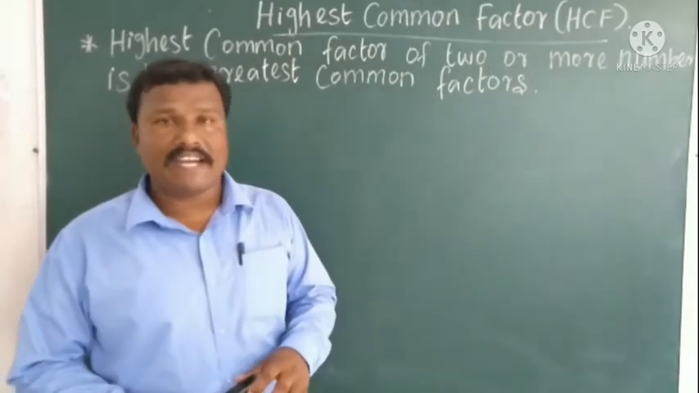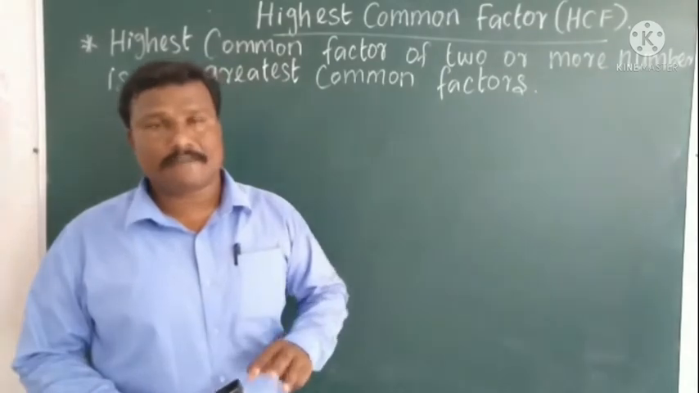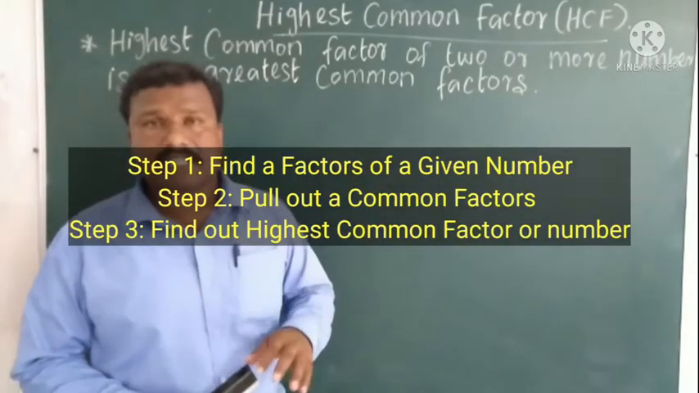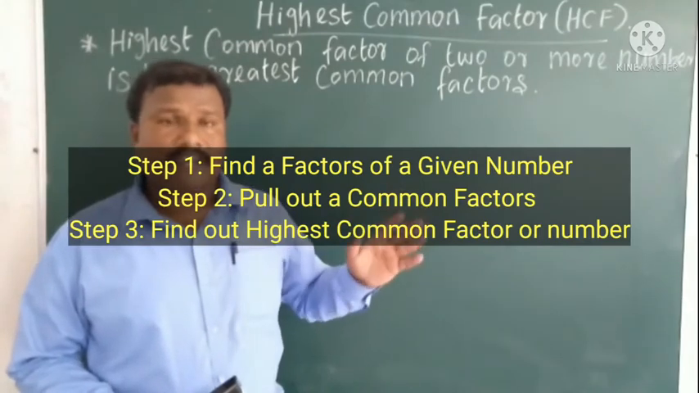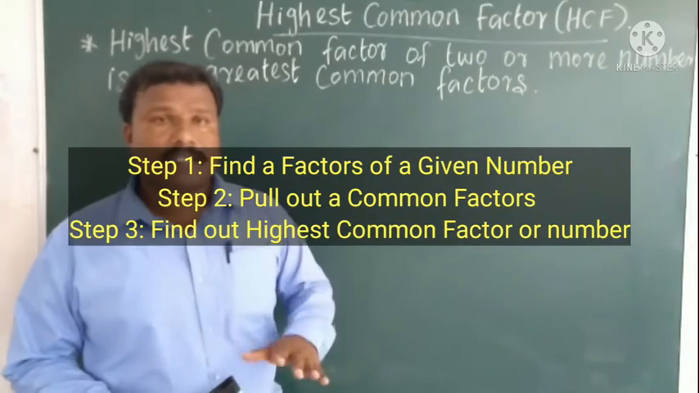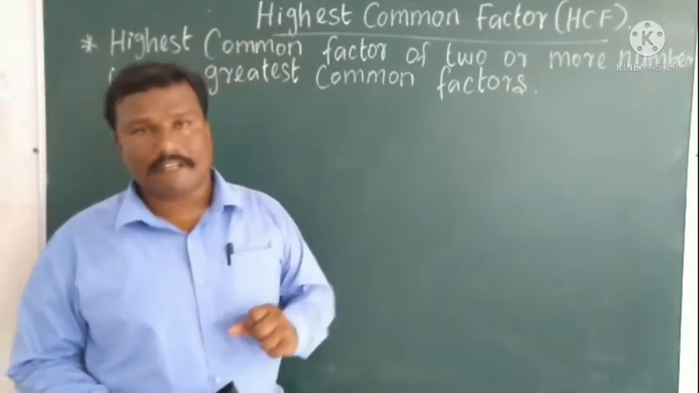If you want to find the highest common factor, we have to follow three steps. Step 1, we have to find the factors of the given numbers. Second step, we have to find the common factors, we have to pull out the common factors. Then third step, we have to identify the highest common factor, the highest number.